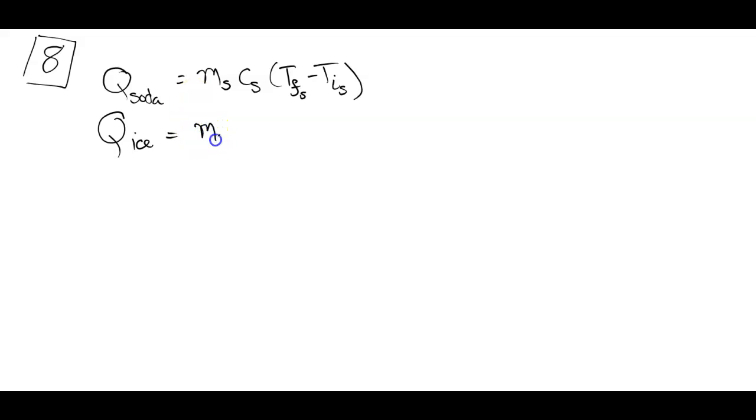energy associated with the soda, that's going to be the mass of soda, specific heat of soda, which we're told is mostly water, times the change in temperature for soda, and then the energy associated with the ice is going to be the mass of the ice, specific heat of ice, times the change in temperature for ice.